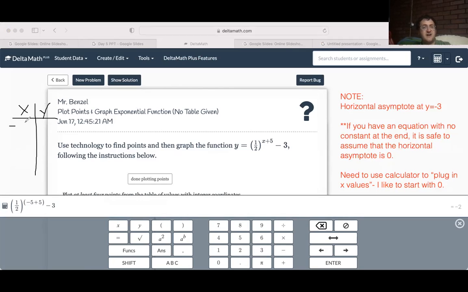So at -5, I'm going to get a y value of -2. And then I'm going to try -6. So at -6, I'm going to get a -1. Then I'm going to try -7.